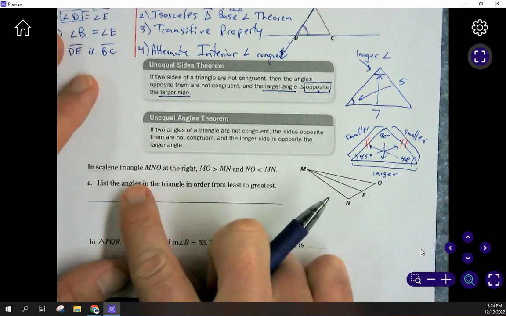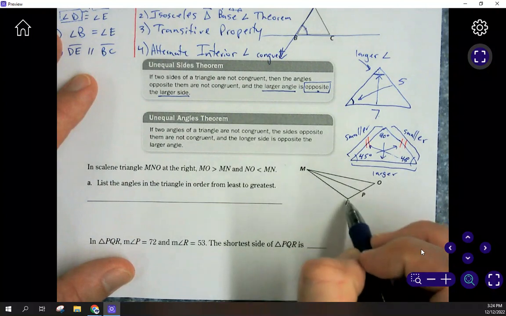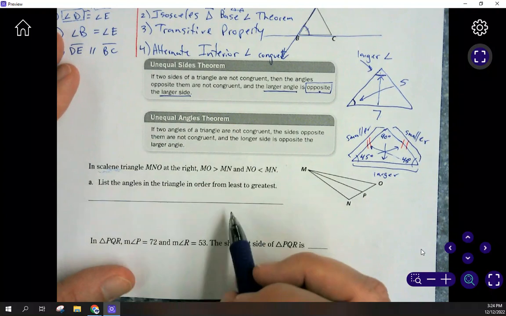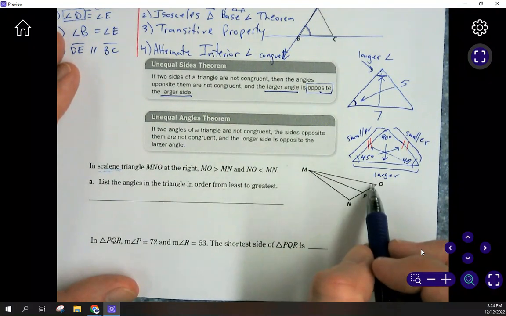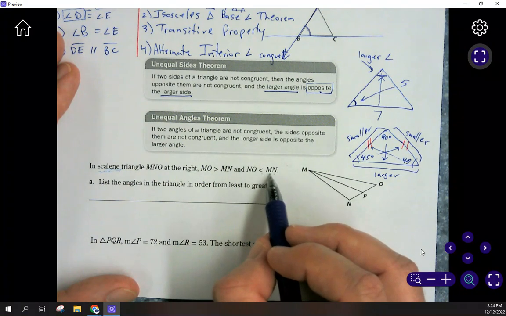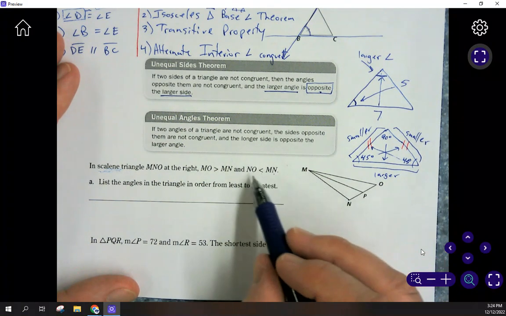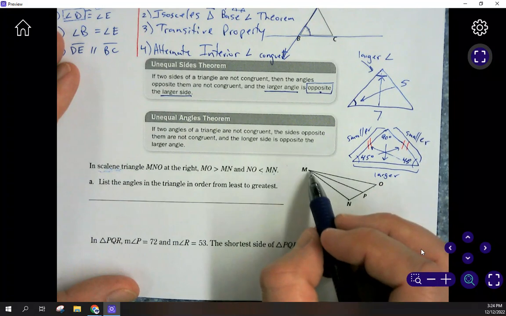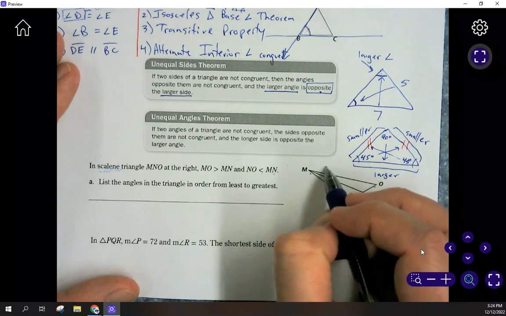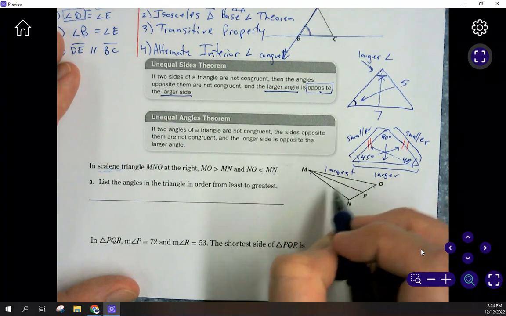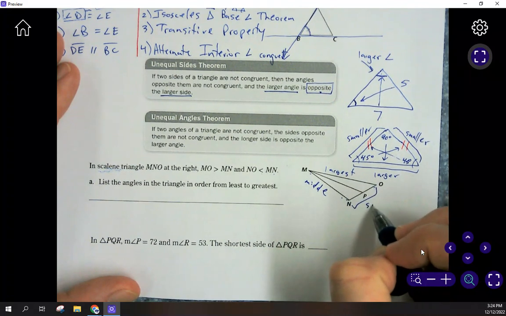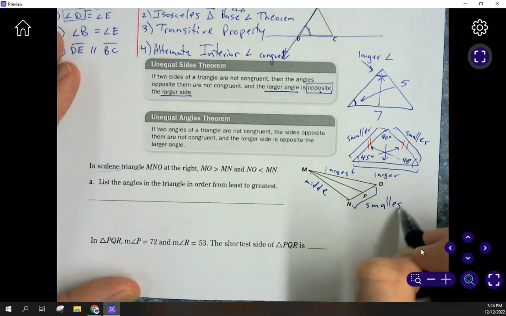All right, down here. Scalene triangle, we're talking about the big one out here, MNO. Scalene means all the sides are not equal to each other. They tell you that MO is bigger than MN. And then they tell you that MN is larger than NO. So based on all of that, this one's bigger than this one, but this one's bigger than this one. So here's the largest. This one is in the middle. And this one out here is the smallest.